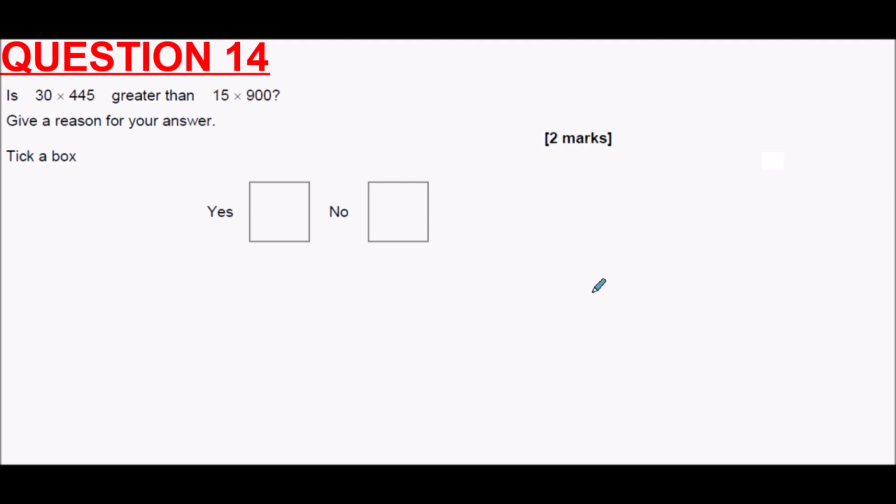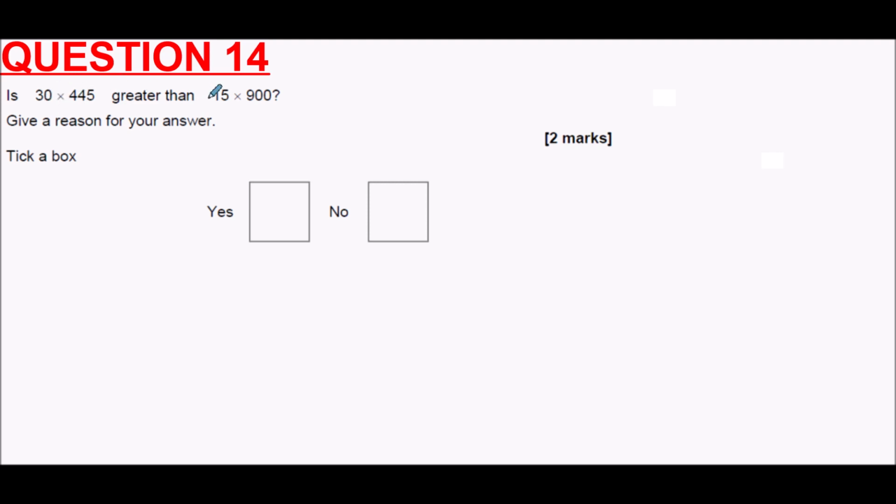Question 14. Is 30 multiplied by 445 greater than 15 multiplied by 900? It's a 2-mark question, so be thinking maybe there's an easier way of doing it than just multiplying these numbers out. 2 marks to do 2 hard multiplications would be quite stingy. So let's just compare the numbers.